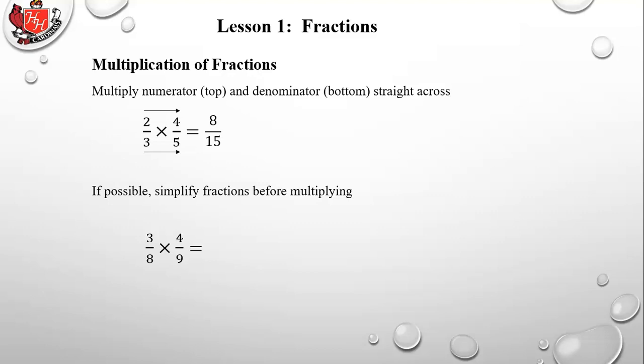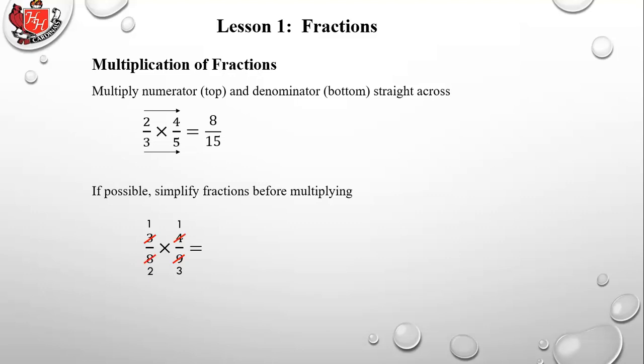So you can see here that you have 3/8 times 4/9. So the 3 and the 9, 3 goes into 3 one time, and 3 goes into 9 3 times. So you can cancel that and make that a 1 and a 3. 4 goes into 8, as you can see easily. So 4 goes into 4 one time, and it goes into 8 two times. Now you've reduced the fraction.